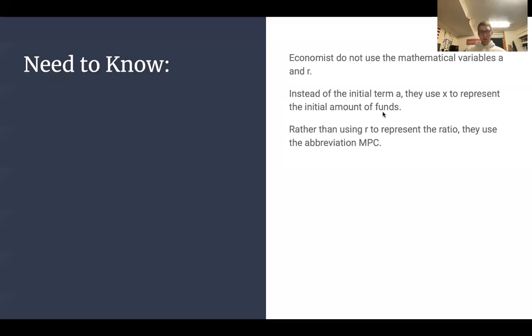For our next example, we need to know that economists do not generally use the mathematical variables of a and r. Instead, the initial term a is represented as x, and the ratio r is represented as an abbreviation of MPC.